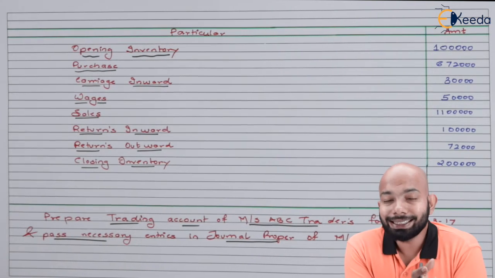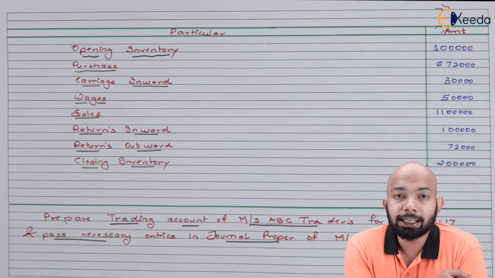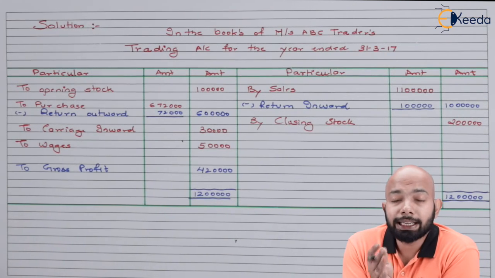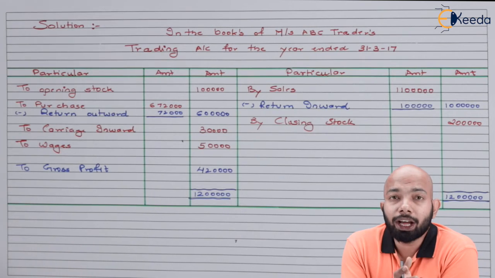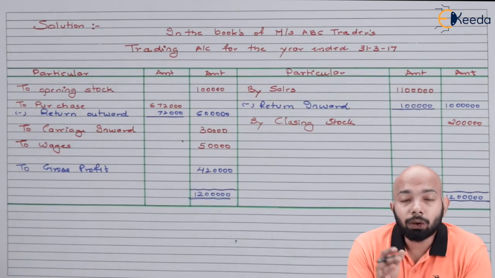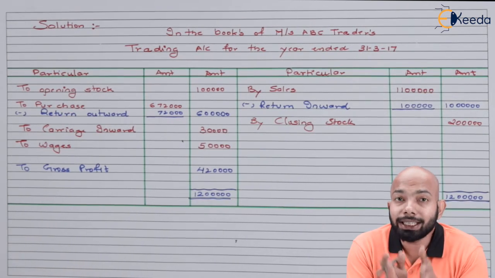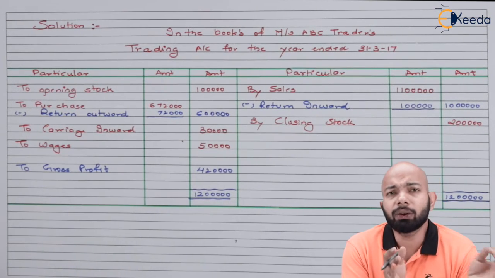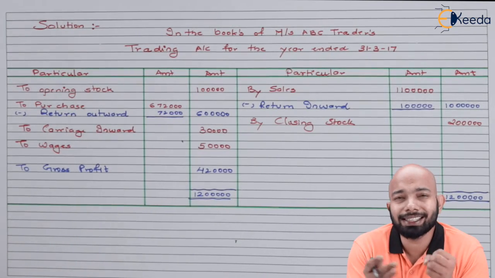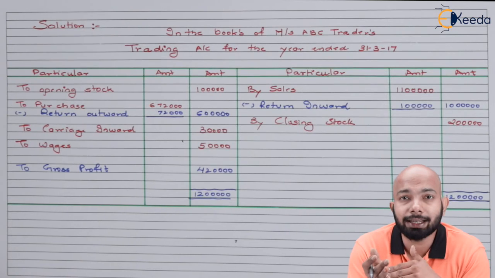Now, with all these details given, let's prepare the trading account first of all. As you can see in the books of Messrs. ABC Traders, the first requirement of preparing a trading account has been completed. All these details have been taken from the details that were already provided in the question, like opening stock, purchases, returns, sales, closing stock, etc. Everything has been taken from the trial balance itself.